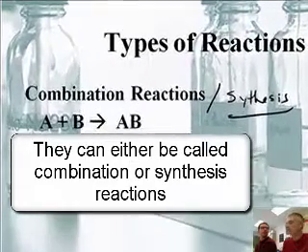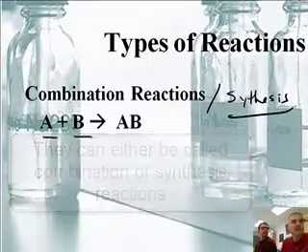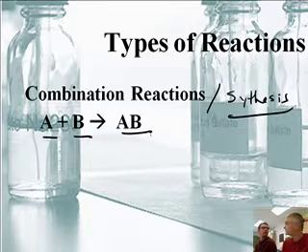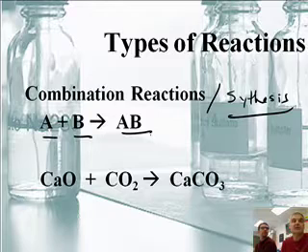All right. It's a general form. If you take a chemical A, react it with B, you make AB. So you take two things or more and smush them together into one. Yeah, pretty simple.